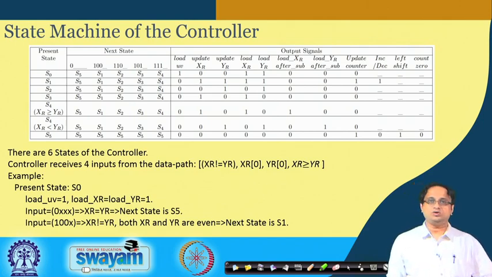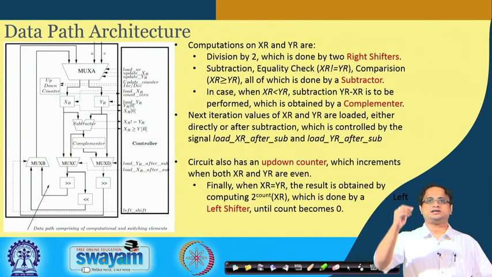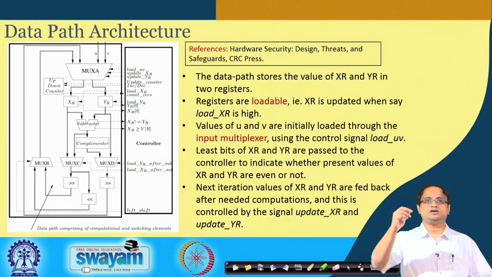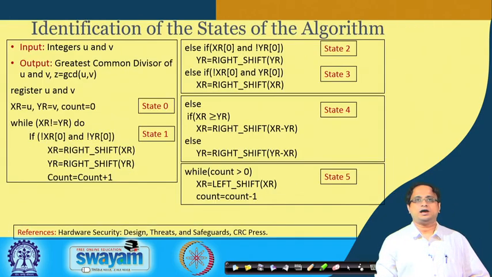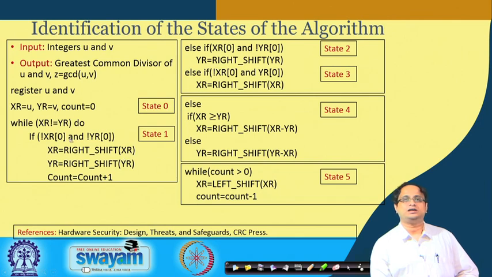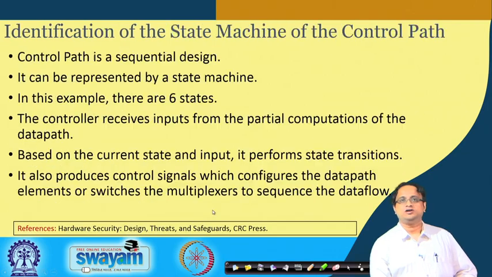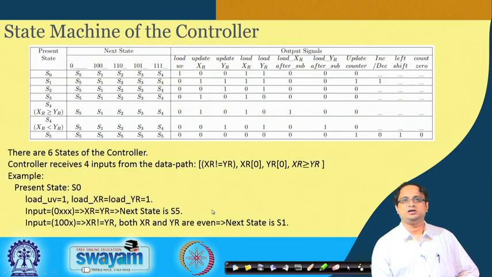Okay. And if you go back to the algorithm and check what you do, this while loop continues when XR is not equal to YR. So that means when XR becomes equal to YR, you exit the while loop and you come to state 5. Okay. So exactly this is what is being depicted here in the state machine. That means whenever this happens, you know that the next state is S5. Okay, and that is essentially tabulated in the table.